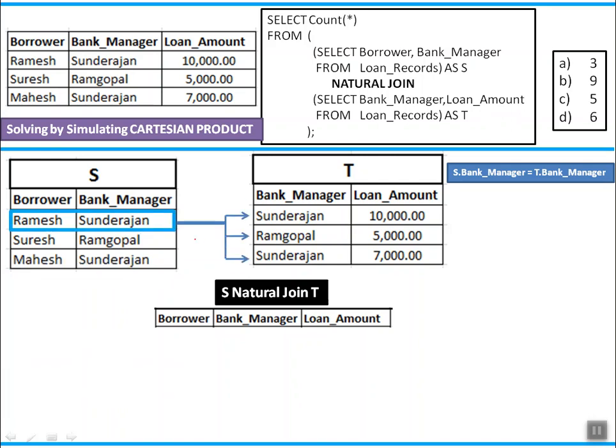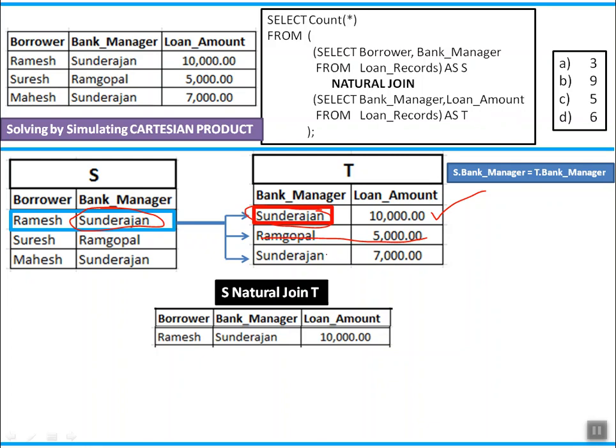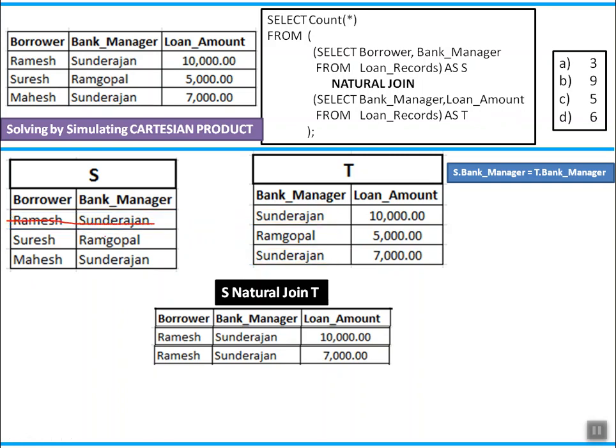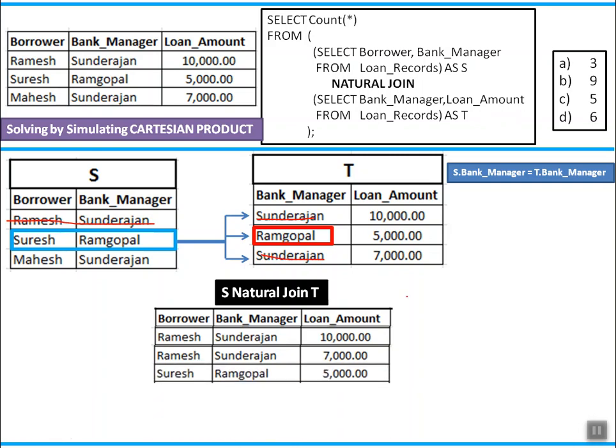This row will join with 3 rows. Now execute the condition. Is S.bank manager equal to this? Yes. So this combination is selected. Now how about this? No, this combination failed. How about this? Yes, this combination selected. So ultimately 3 rows processed, 2 selected. With this, this row is completed. Next, this row will join with 3 rows. First combination failed, second combination selected, third combination failed. So this one selected. 6 rows processed, 3 rows selected.